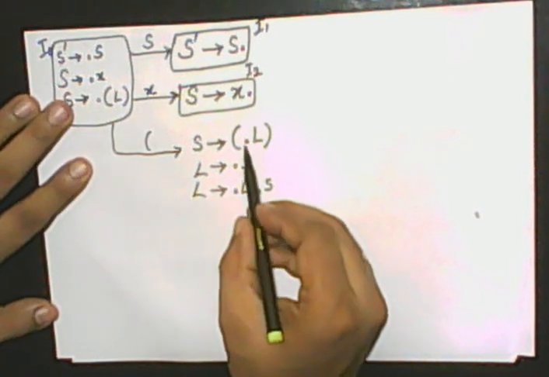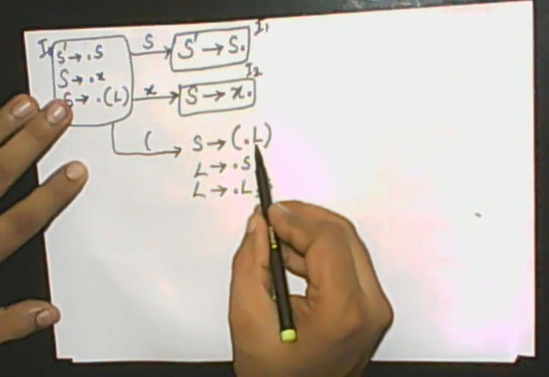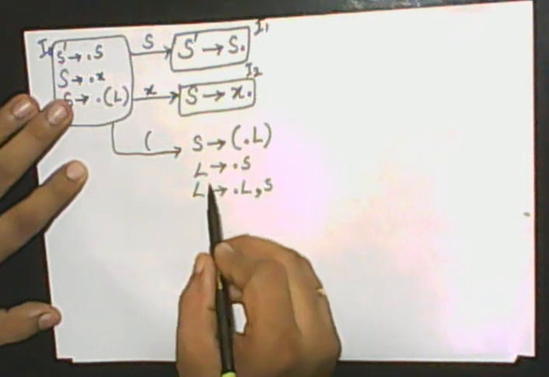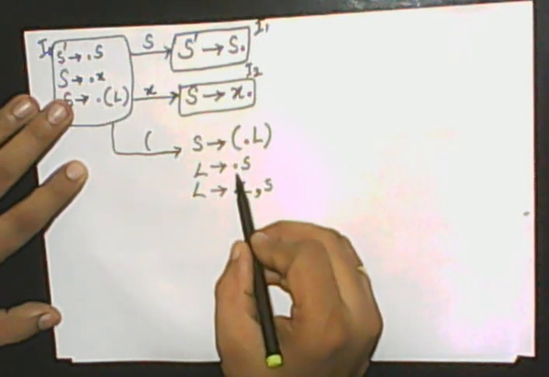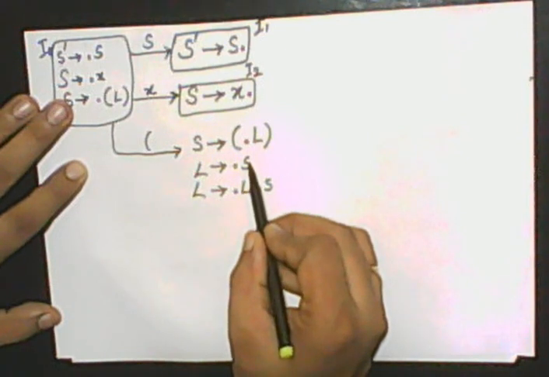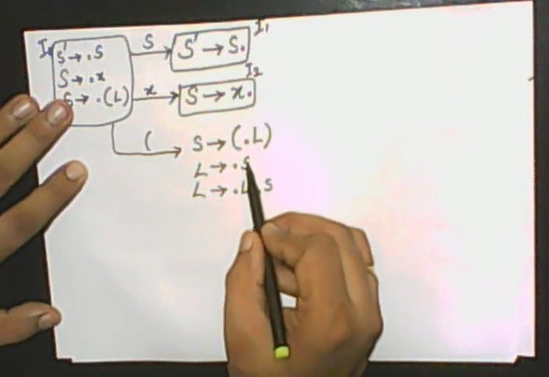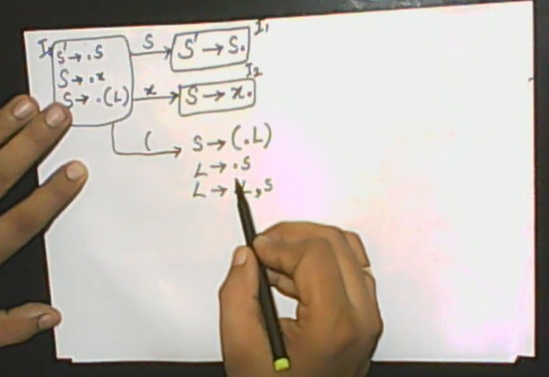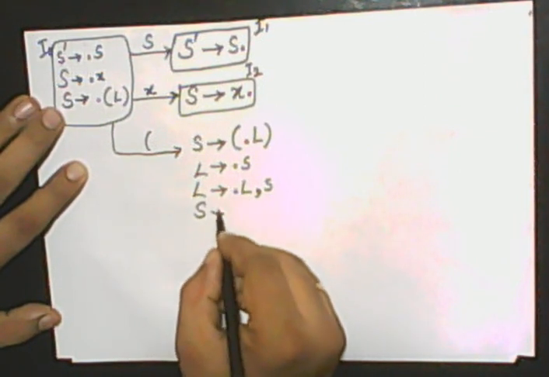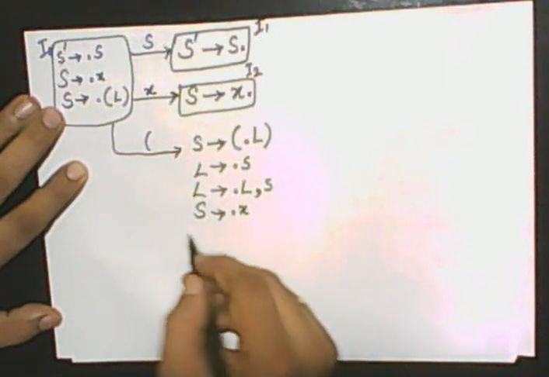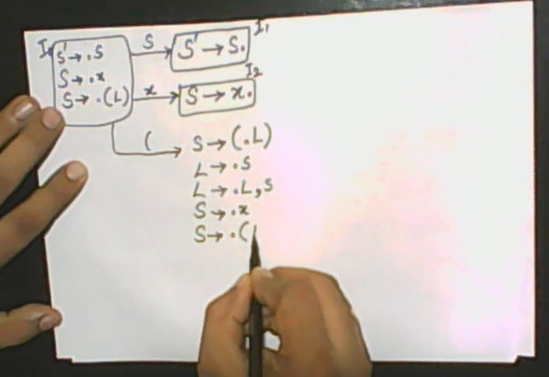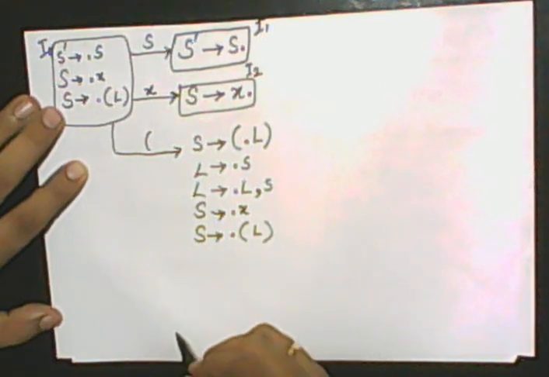Okay, now after the dot you have non-terminal L here, that is added. So as part of finding the closure of this, you have added this. Now you have to check this. As per this item, you should add all productions with capital S on the left side. So that is, you have S gives dot X and S gives dot left parenthesis L closing parenthesis.